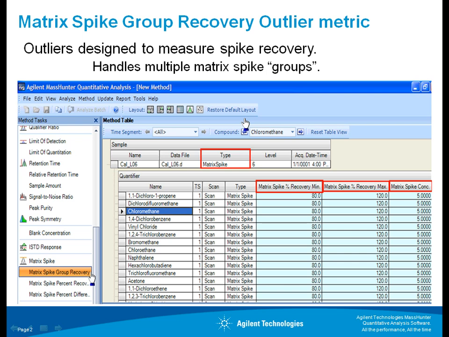Let me conclude by saying that the matrix spike set of outliers are quite useful if you're doing environmental work and you need to measure the recovery as part of your SOP following some, let's say, EPA method. And I hope you enjoyed the presentation.